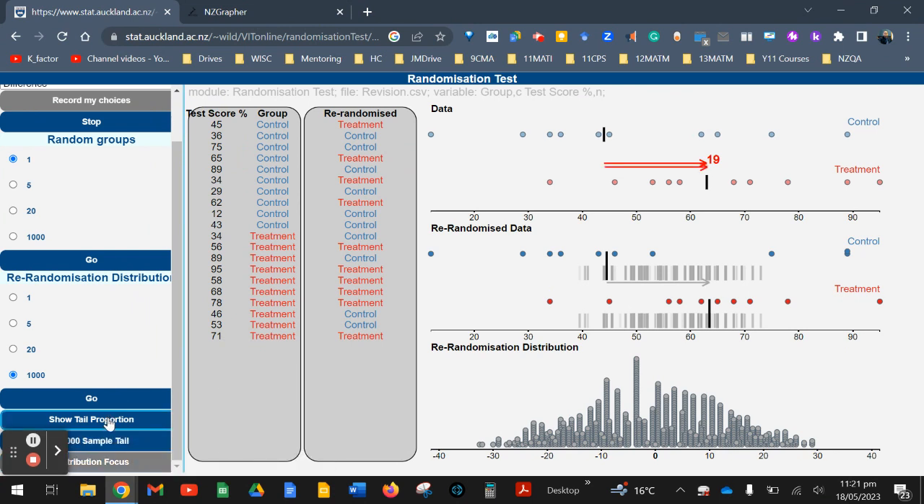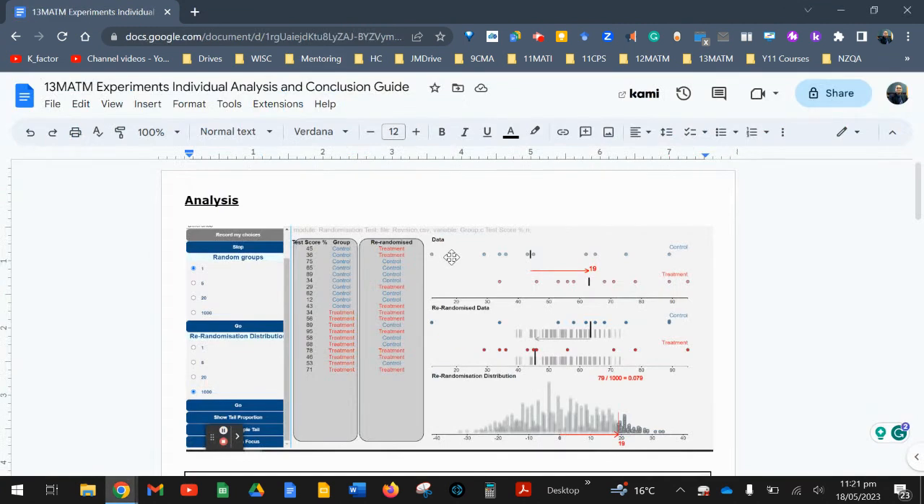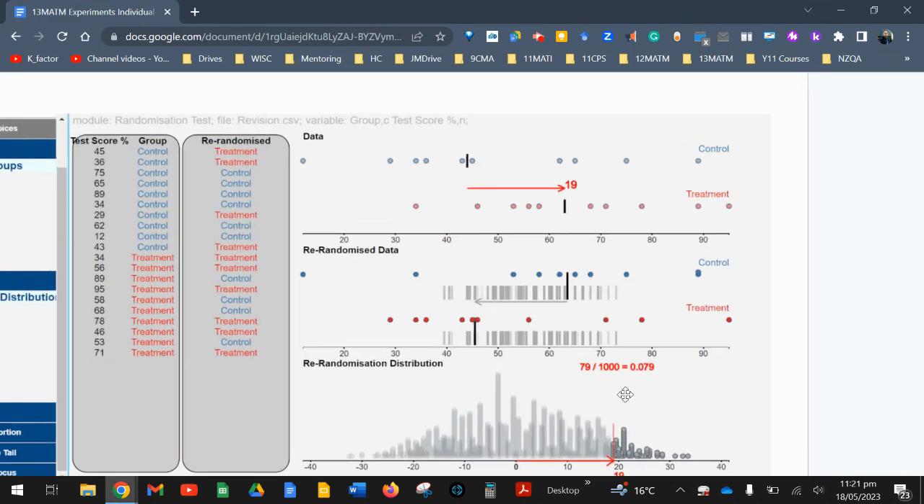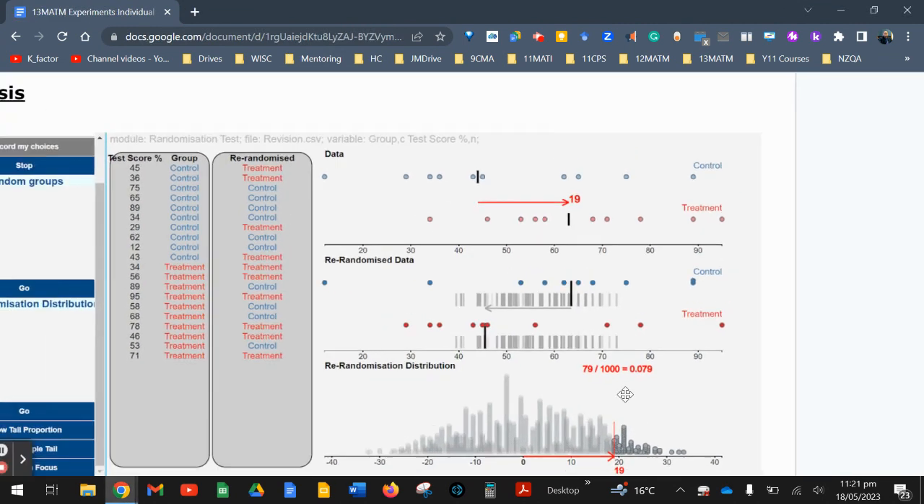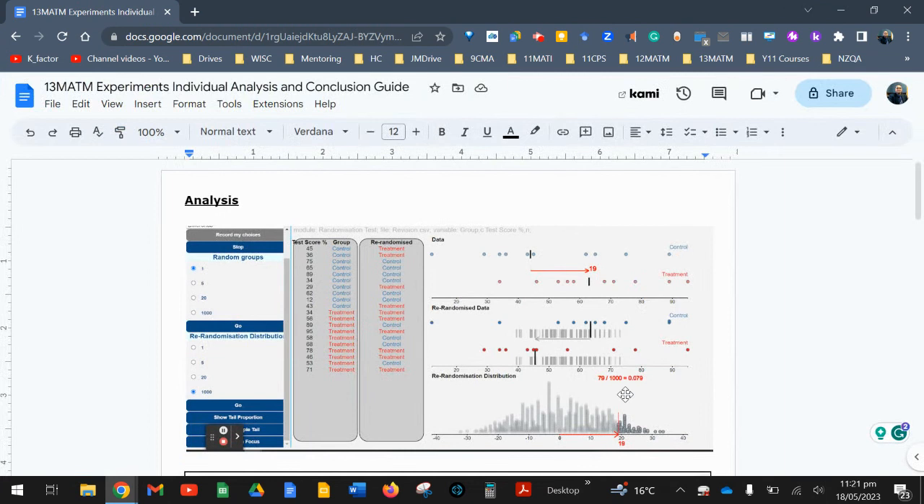If I show the tail proportion, there it is. I'm getting 72 out of 1,000. Now I have done this beforehand, and I got a tail proportion of 79 out of 1,000, or 7.9%. Of course, because of randomization, it'll be different.